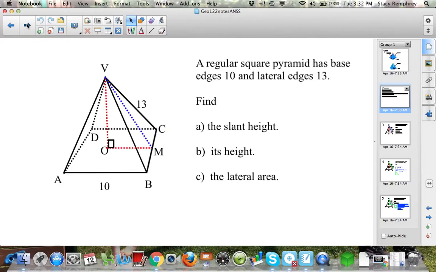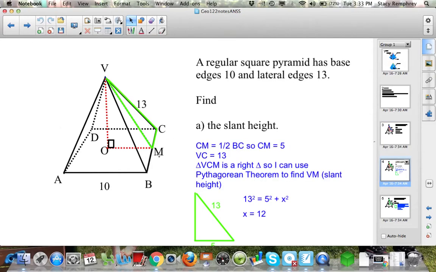So here we have a regular square pyramid, so that's telling you ABCD is a square with edges 10 and lateral edges of 13. So first thing we're told is to find the slant height, and the slant height here is segment VM. That's the slant height here in blue. And you can use some different right triangles in this. And there is more than one way to do this. I'm going to take you through one way, but you may see some additional right triangles that you could use to help you.